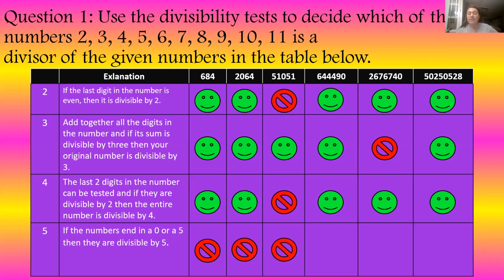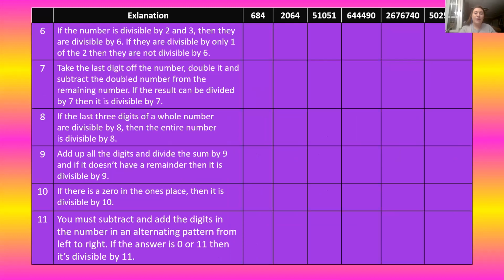Our next number ends in a 0, so it is divisible by 5, because if it's a 0 or a 5, then it is divisible. All right, and then our next number also ends in a 0, so then it is divisible by 5. But our last number ends in an 8, and that is not a 0 or a 5, so it is not divisible by 5.